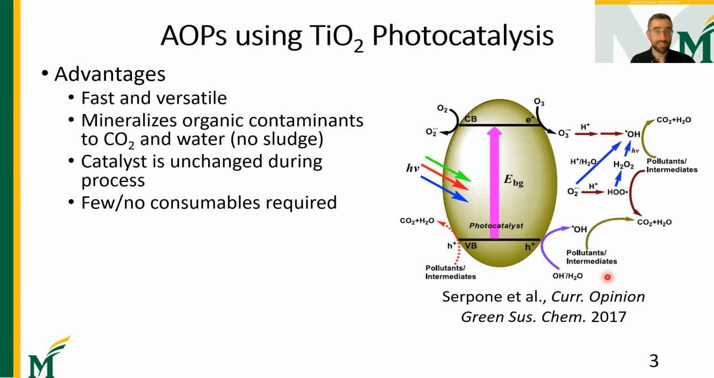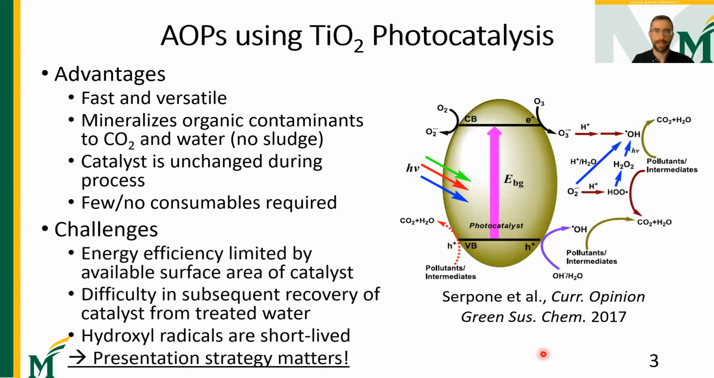And finally, the catalysts are relatively inexpensive, such as TiO2, and few or even no consumable chemicals, which tend to be expensive, are required. And the figure on the right here shows a number of routes in which the radical species can be generated, either by reactions between the water and photogenerated holes, or through an intermediate species like peroxide.